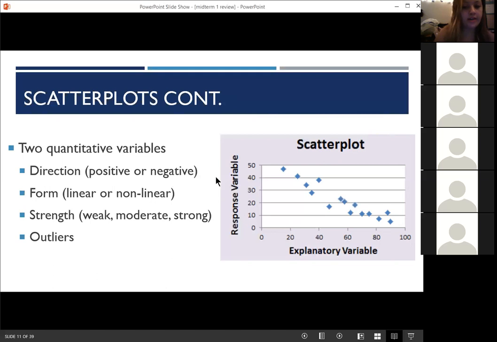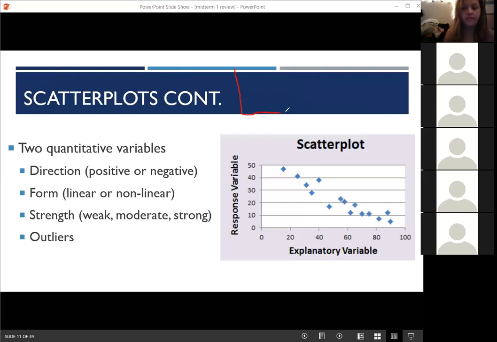So basically, our direction is just positive or negative. This can get a little confusing, so I just want to review really quick because some people get a little tripped up with this. When you're trying to figure out if it's positive or negative, you always want to read left to right. So if I were to draw a scatter plot that looked like this, looking from left to right, this is going down. So this is going to be negative.